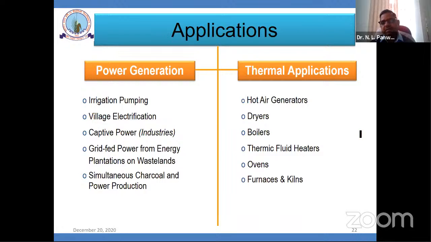And you can directly burn the producer gas in the boiler. You can run your thermic fluid heater, some ovens, furnaces and kilns. These are thermal applications, so no cleaning and cooling is required. Whatever type of gas is available, you can combust and produce your desired heat in the thermal application.